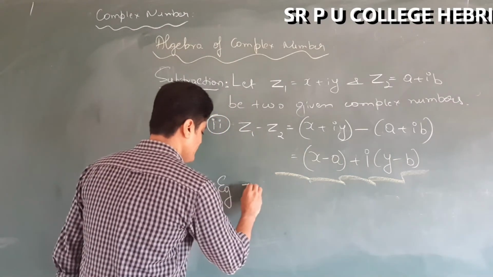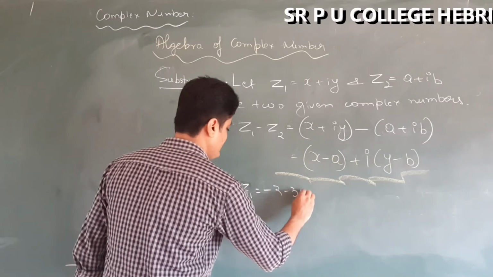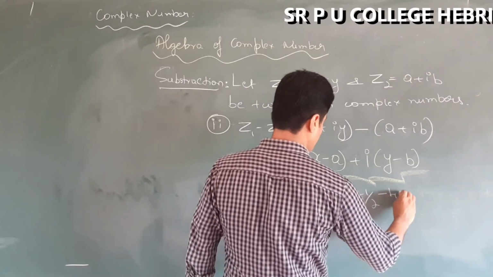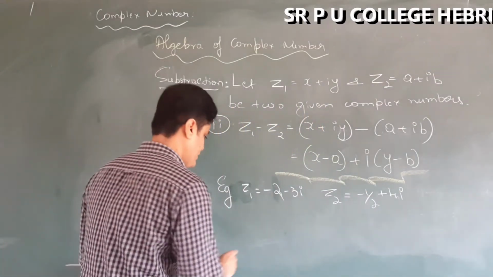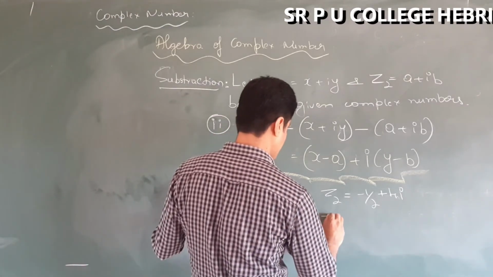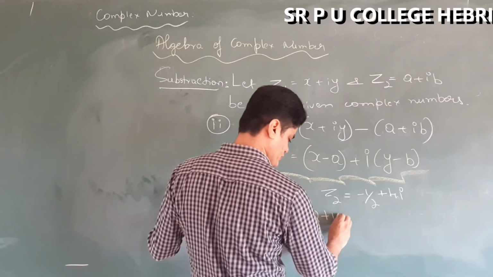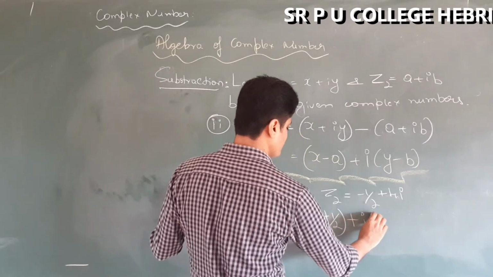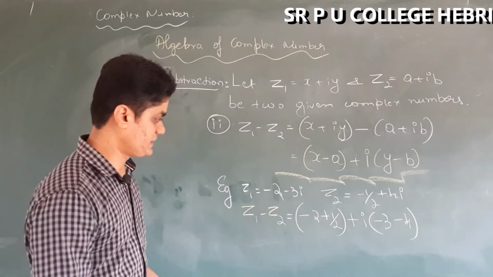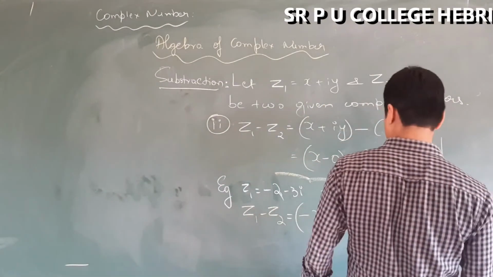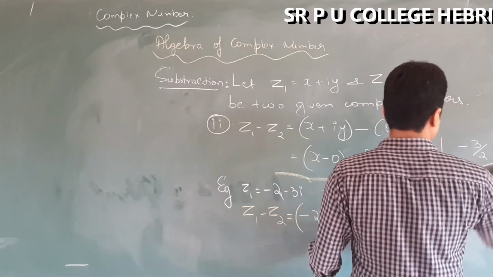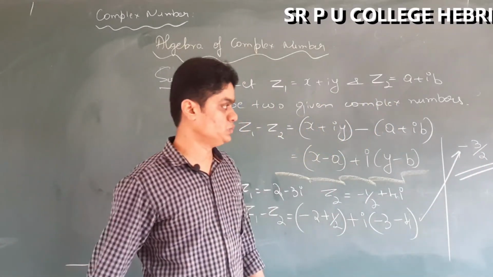For example, if z1 is equal to minus 2 minus 3i, and z2 is equal to half minus 4i, or okay, let it be plus 4i. Now can you tell me what is z1 minus z2? What does the rule say? Subtract the real part. Subtract means already there is a minus, one more minus makes plus. Plus i into subtract the imaginary part. Whatever is here, we write that, minus 4. If you simplify this, the answer is minus 3/2 minus 7i. So the final answer is minus 3/2 minus 7i.